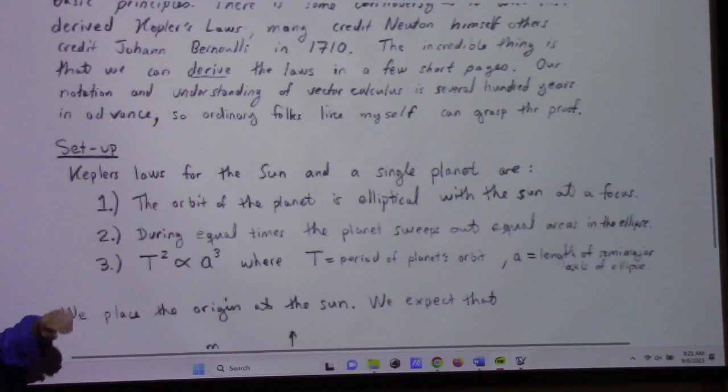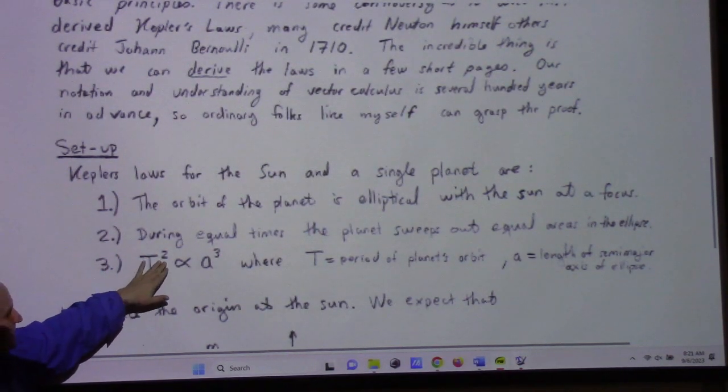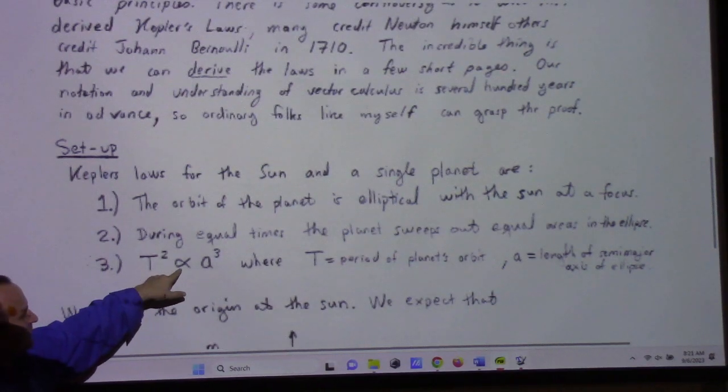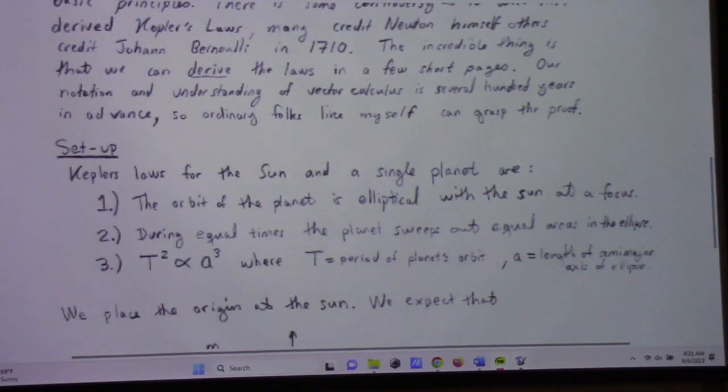The orbit of a planet is elliptical with the sun at a focus. During equal times, the planet sweeps out equal areas. And the period squared is proportional to the semi-major axis of the elliptical orbit cubed, all right? And that's it.